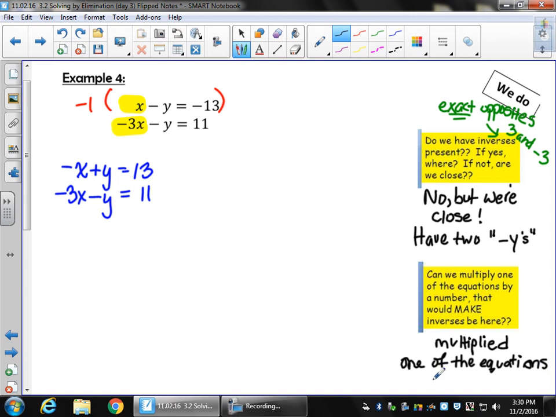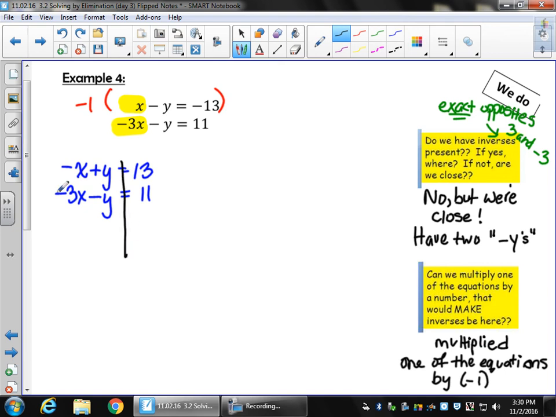one of the equations by -1. So the answer to can we multiply one of the equations by a number that will make inverses be here? Notice that word make, like force them to be inverses? Yes. We accomplished that by multiplying one of the equations by -1.